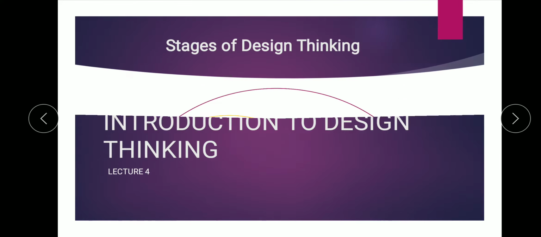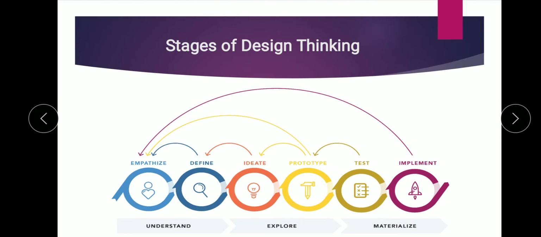Actually, another step can be included here. It's called implement, which is the final step of the design thinking process. So the first step of design thinking is empathize, which means that you need to connect with the people. The second is define. If you haven't defined properly, you need to go back to empathize.